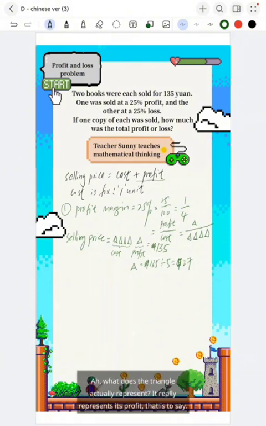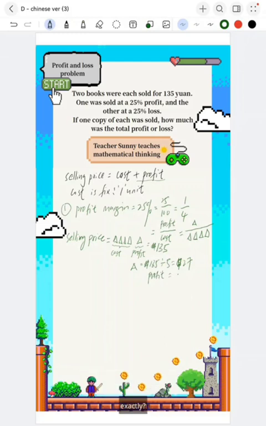What does the triangle represent? It represents its profit. How much money did he make from this profitable venture? Exactly. He made 27 yuan.